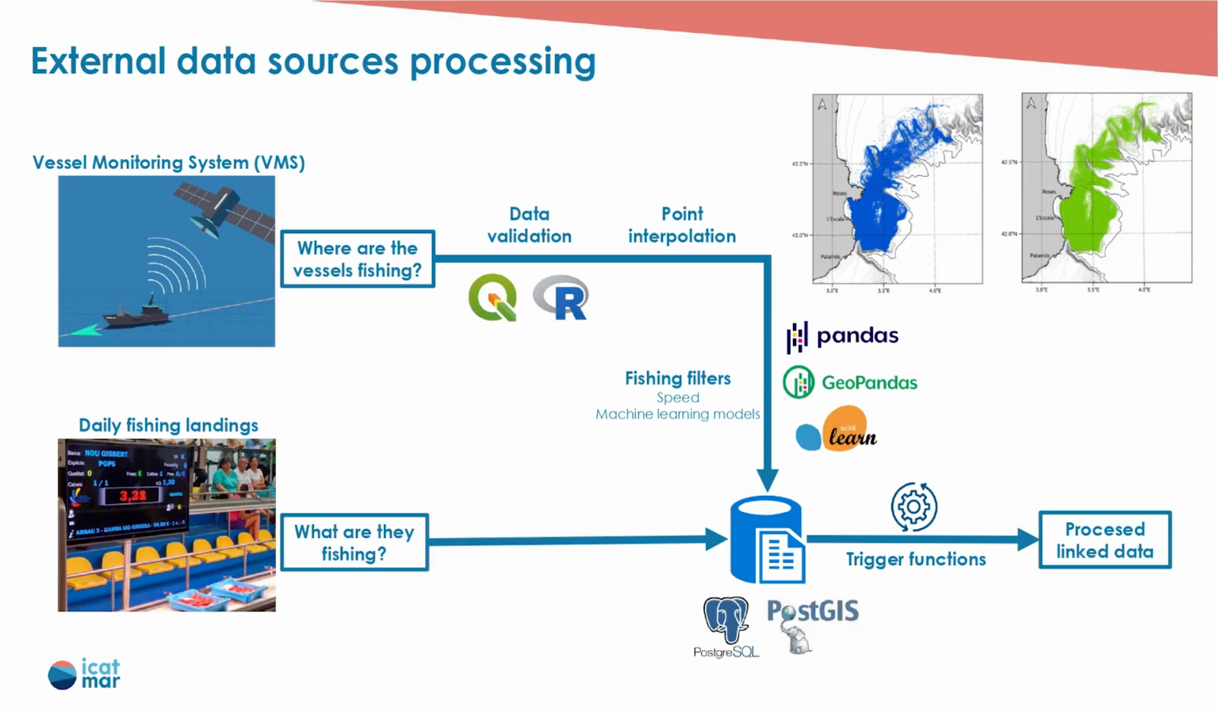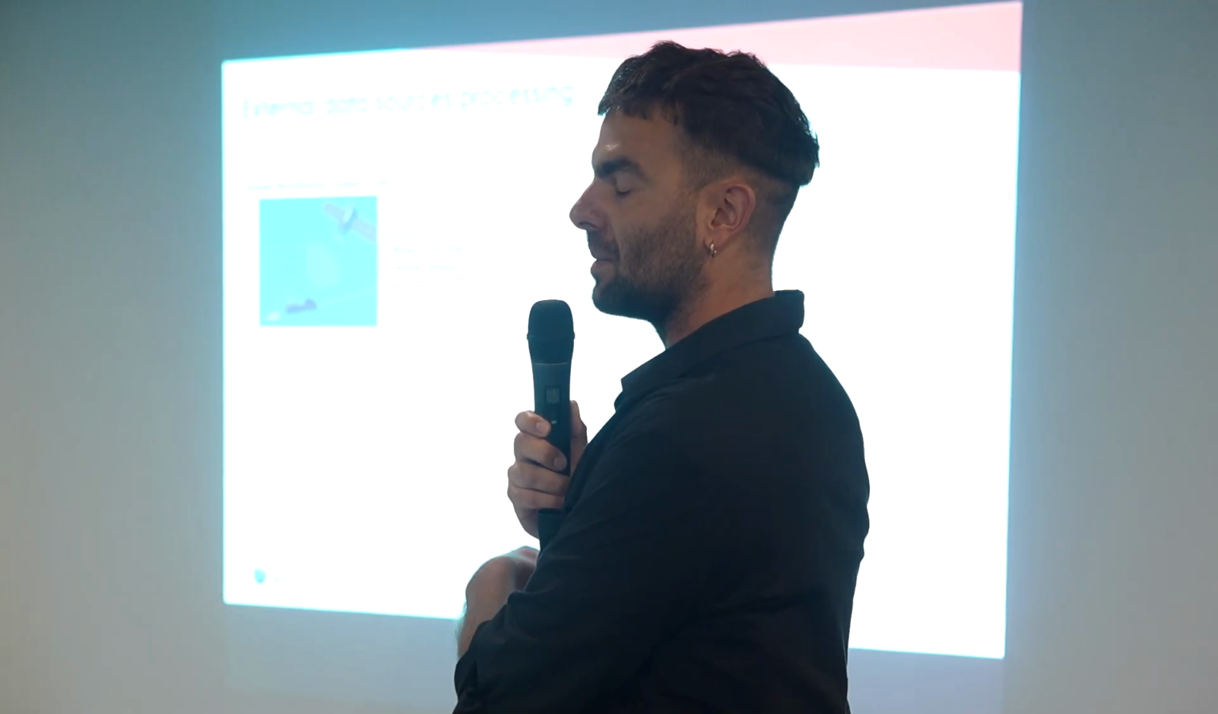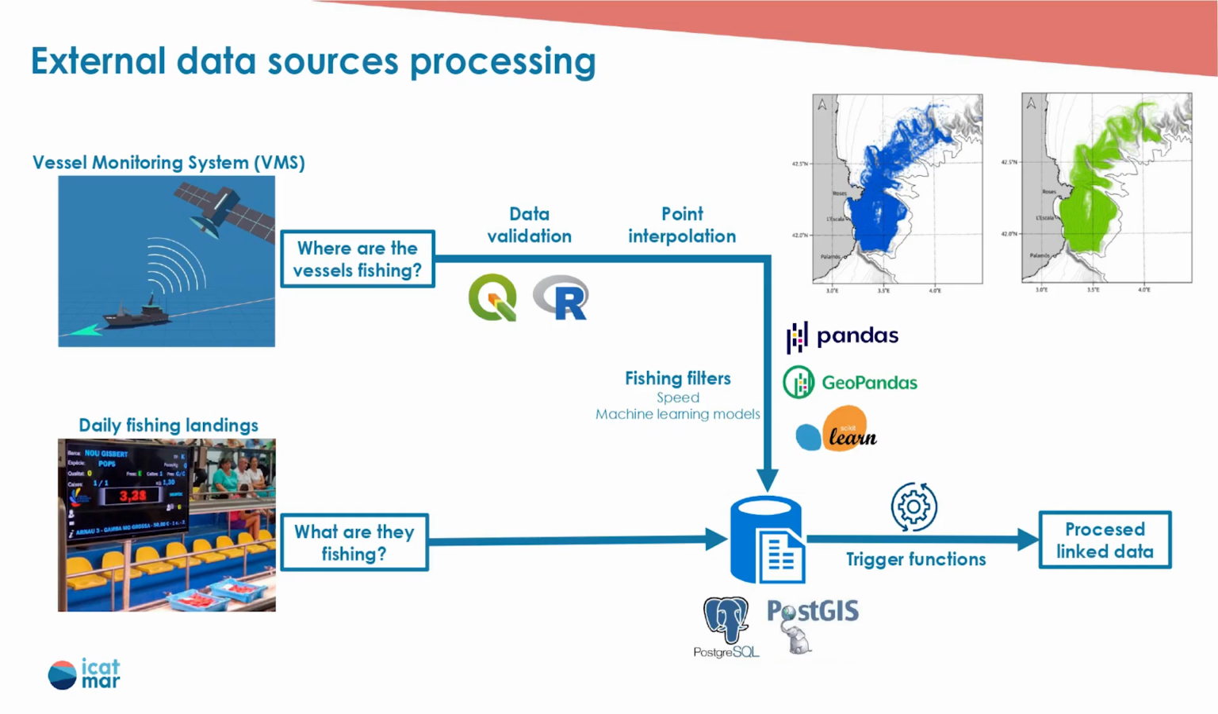The first one is the Vessel Monitoring System, or VMS. This is a satellite-based positioning system, and here we get the position, the course, the speed, and the timestamp of every vessel in our fleet, because this positioning system is mandatory for most of the fishing vessels in our zone. So with this data set, we try to answer the question of where the fishing vessels are actually fishing.